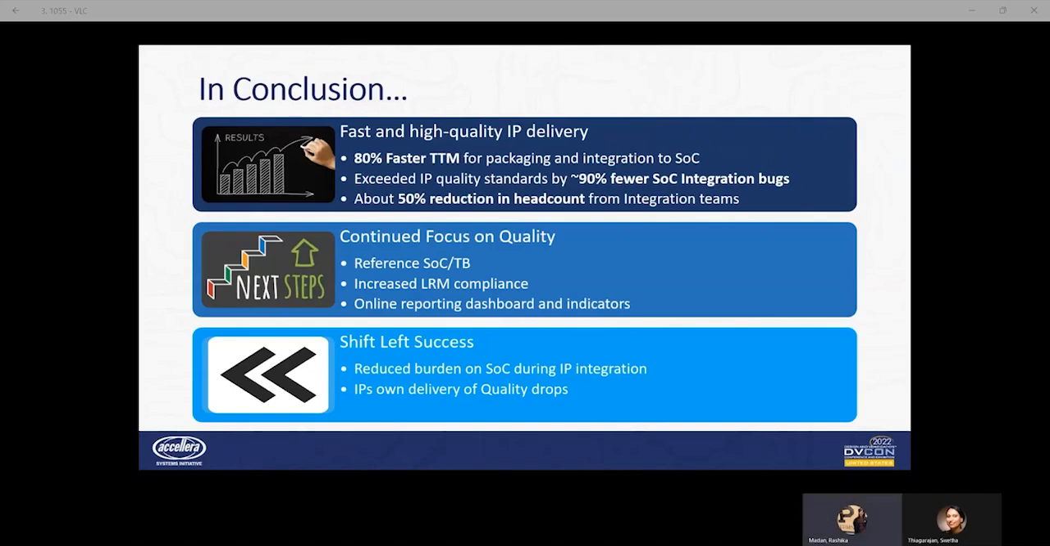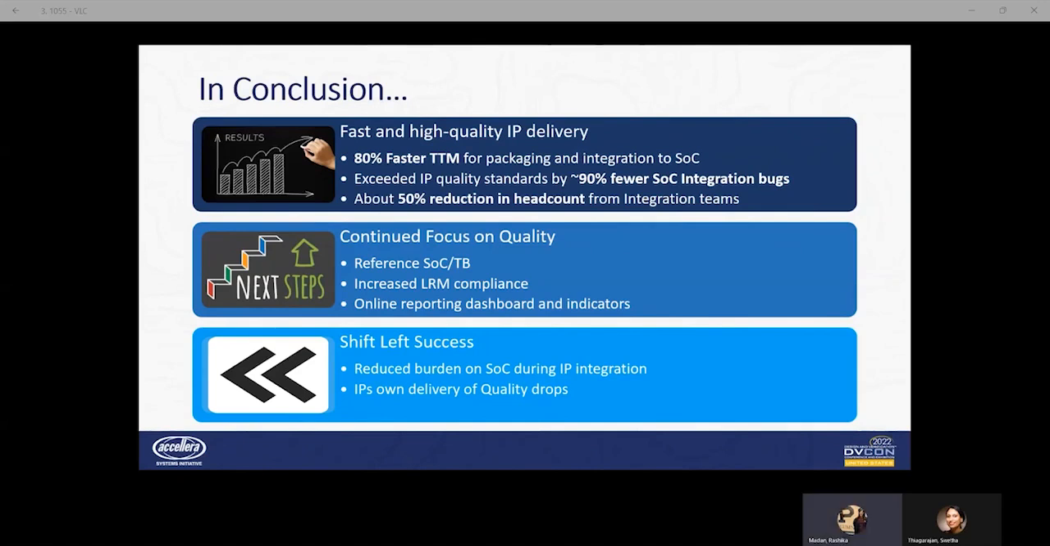This results in a major left shift as it lessens the burden on IP SoC integration and allows IPs to own the responsibility for delivering quality drops. This approach resolved past issues on TFM dependencies, environment, configurability. The QA approach has also even been utilized across other IPs outside graphics.